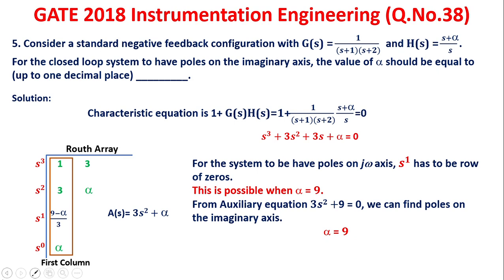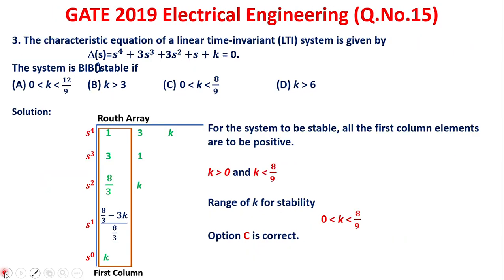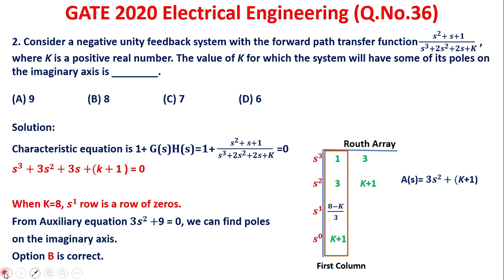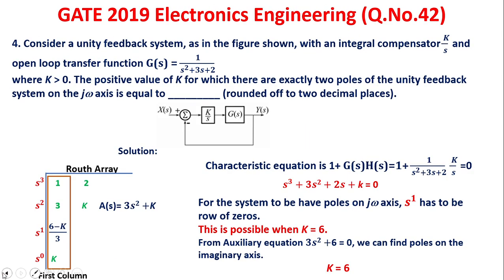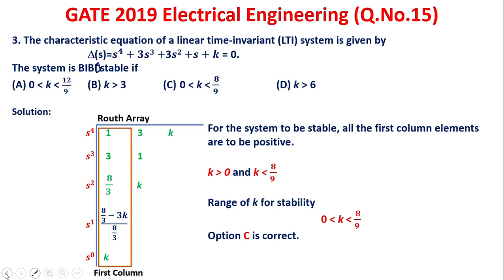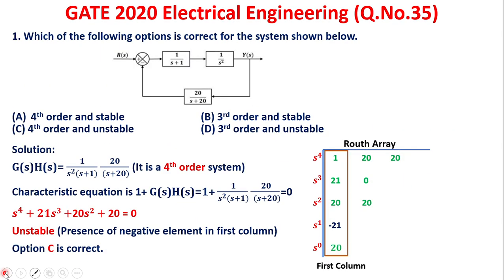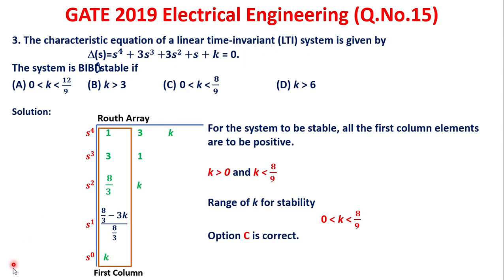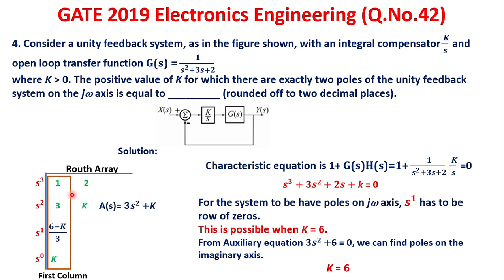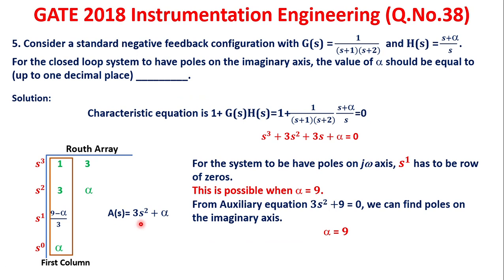If you glance through all these problems, I think 3 problems they have asked the value of k for which the system will have poles on the imaginary axis. One problem was the range of K for stability. Then one problem was whether the system is stable or unstable. Range of K for stability is a conditional stability problem. And the others are again K for poles on the j omega axis.